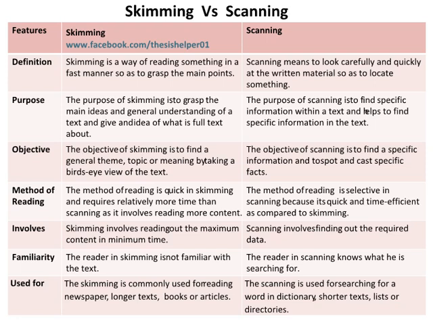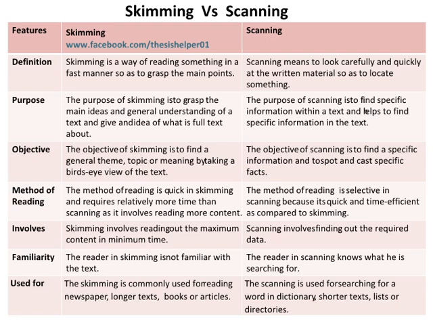The purpose of skimming is to grasp the main ideas and general understanding of a text and give an idea of what the full text is about. Whereas, the purpose of scanning is to find specific information within a text. The objective of skimming is to find a general theme, topic, or meaning by taking a bird's-eye view of the text. Whereas, the objective of scanning is to find specific information and to spot and cast specific facts.